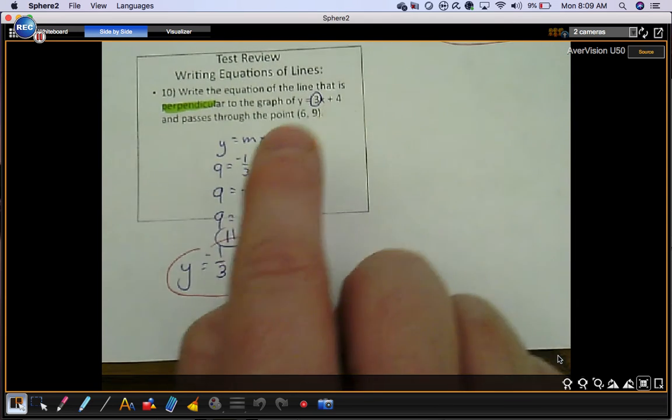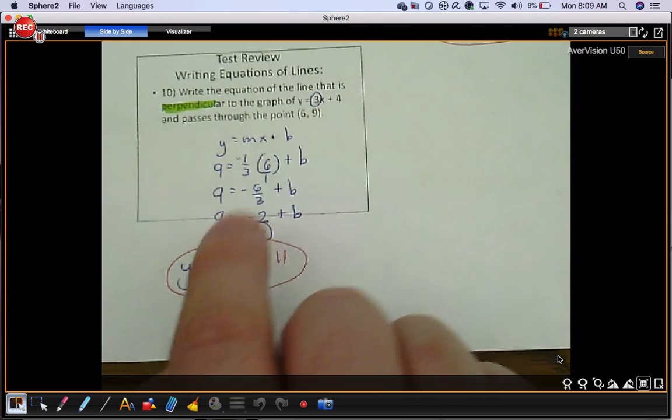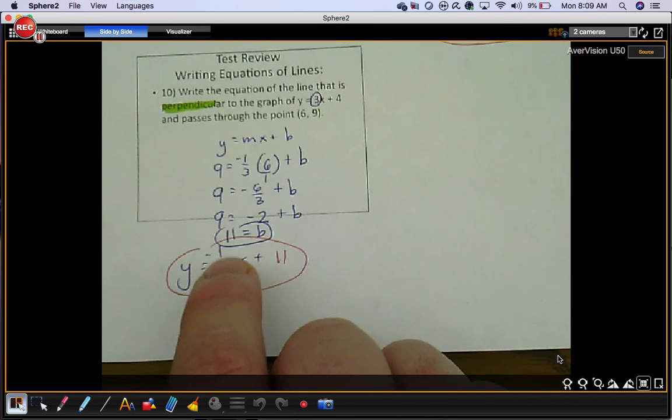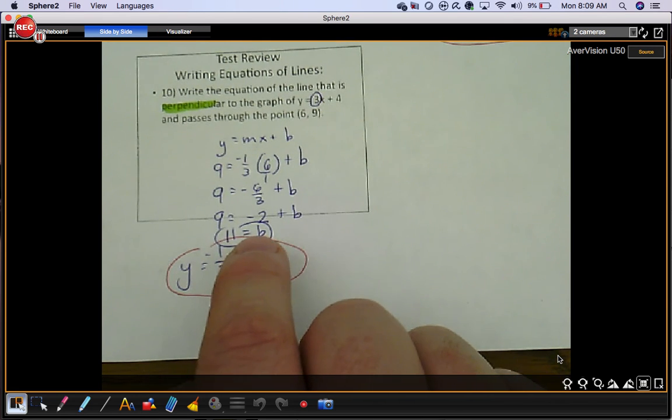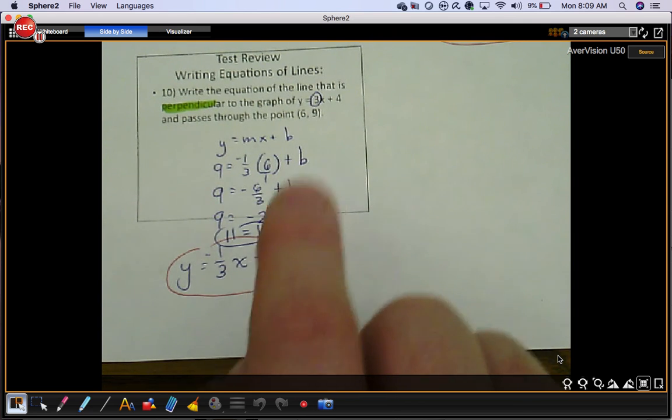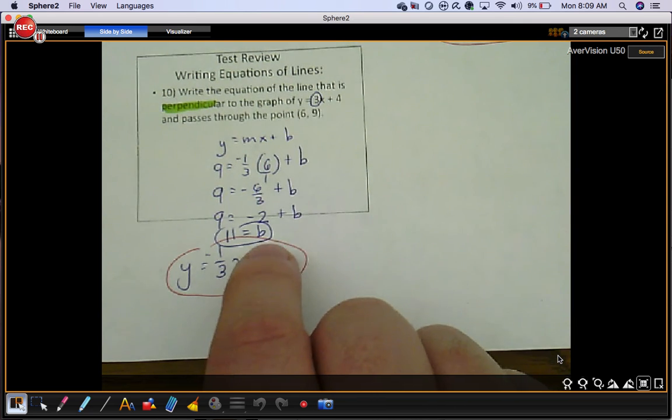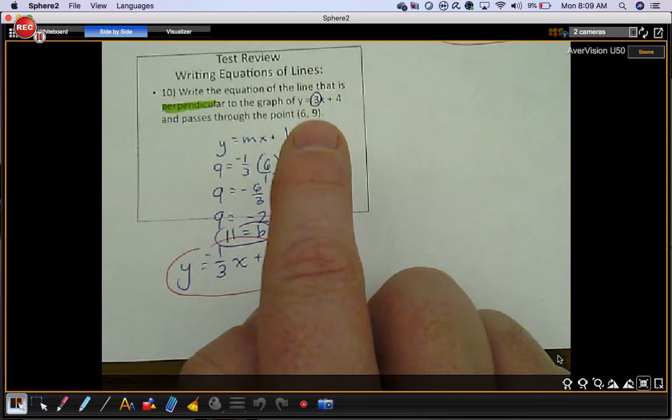This line is guaranteed to be perpendicular to this one. They don't have the same slope. They have opposite reciprocal slopes. The y-intercept of 11, that's where this new graph crosses the y-axis, and it has this point on it.